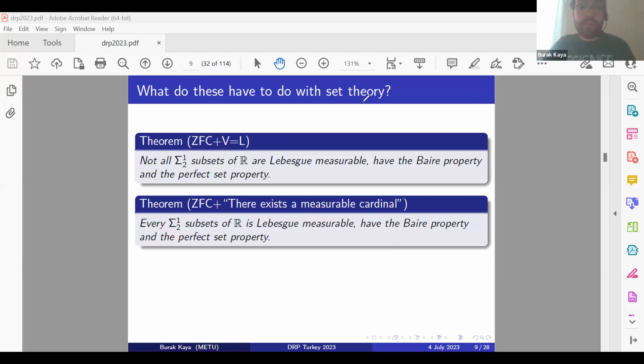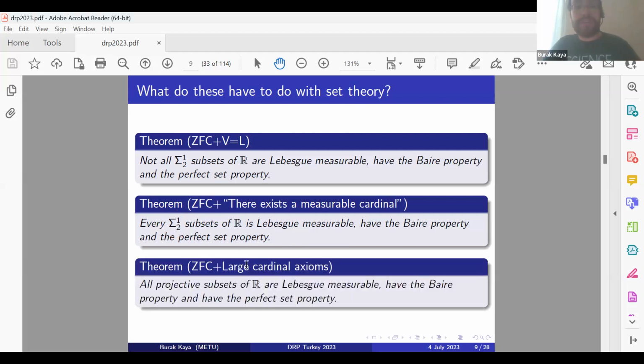And if you assume sufficiently large cardinal axioms, like if you know what a Woodin cardinal is, you just take infinitely many Woodin cardinals with a measurable cardinal on top of them. If you assume additional axioms, you can prove that all projective subsets of real numbers are well behaved. They are Lebesgue measurable, they have the Baire property, and they have the perfect set property. And this is one of the connections with set theory, of these seemingly unrelated objects.